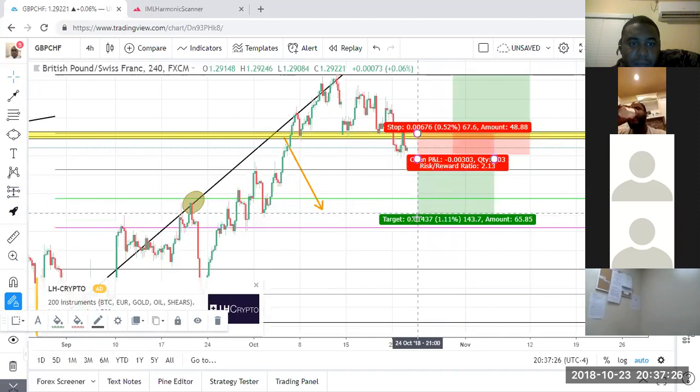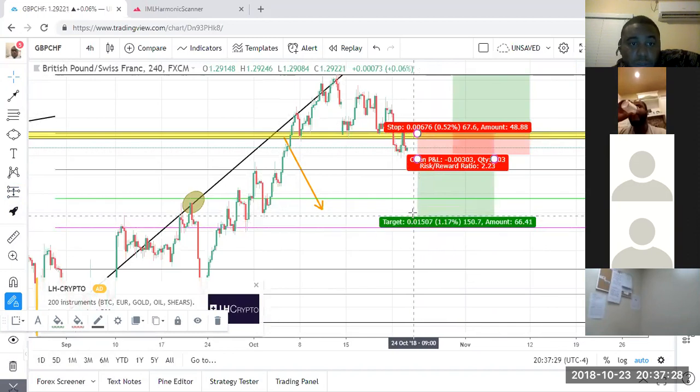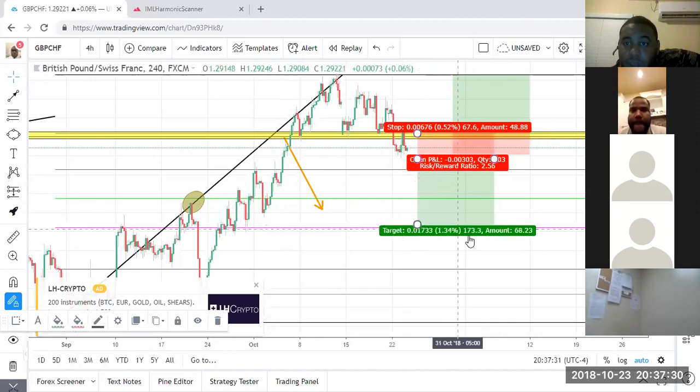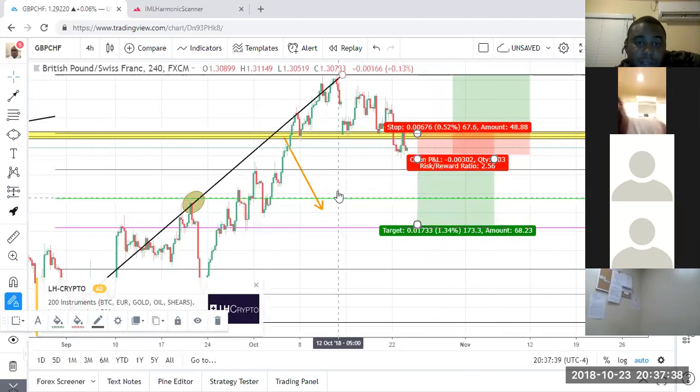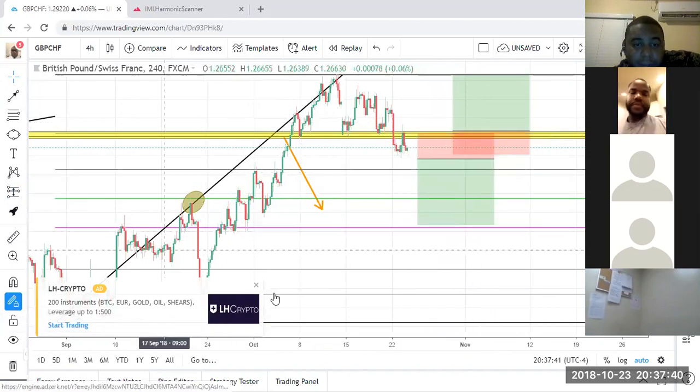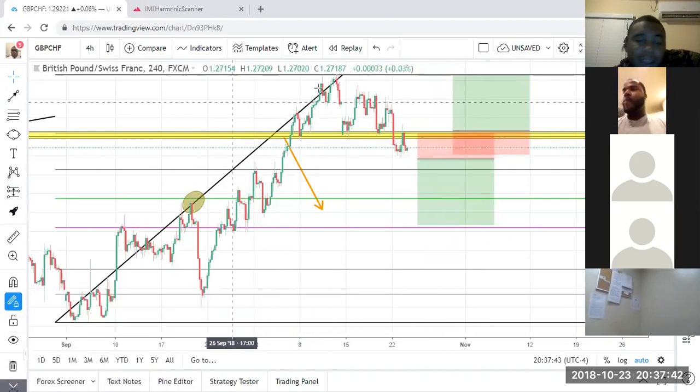67 pips and ride it to my, well, I don't have zones on this, so I guess I go 173 pips, stop loss 70 pips. I like that ratio, a lot of risk to reward. I like that. So that's the trade I possibly could take, but we ain't gonna get into that. I ain't look at this pair, so y'all don't take no trade from this, eh?